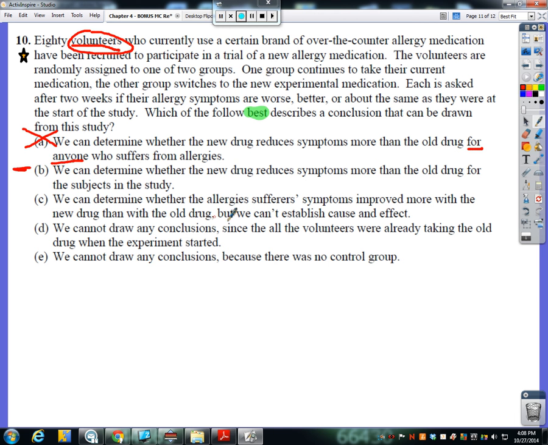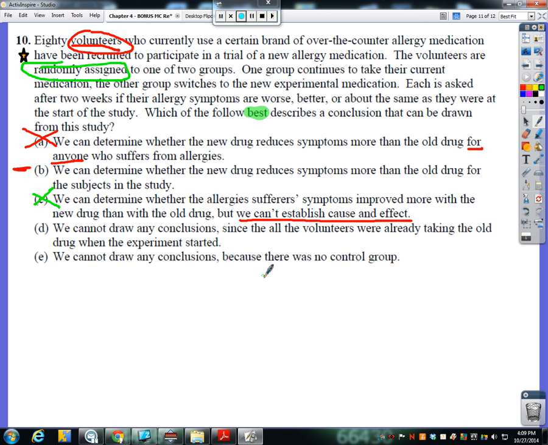C, we can determine whether the allergy sufferer's symptoms improved more with the new drug than the old drug, but we can't establish cause and effect. Well, we can establish cause and effect. And how can we establish that? Because we had random assignment. We didn't just say, you 40 take the old stuff, you 40 take the new stuff. Since we randomly split it up between the two groups, the old and the new medication, we can establish cause and effect. So it's not C.